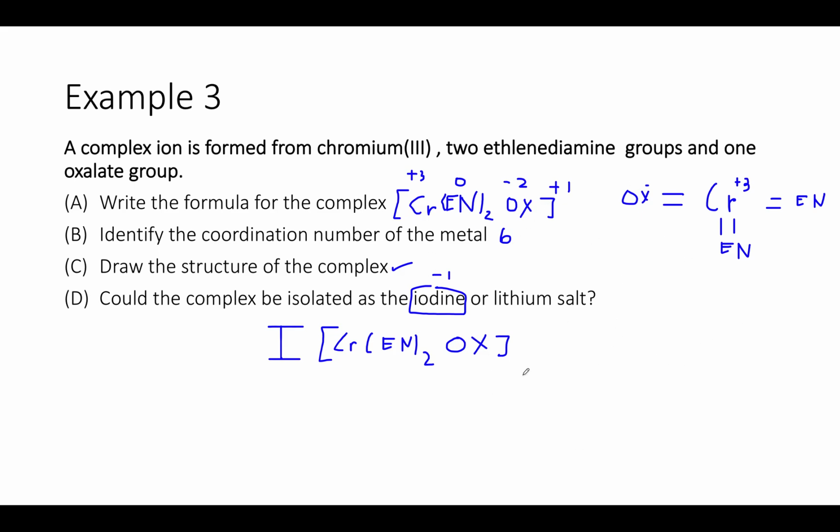So this is probably one of the harder examples because you got to remember that these are bidentate ligands, the oxalate and the ethylene diamine. If you don't remember that, you're going to draw the structure wrong, you're going to write the formula wrong, and you're not going to get the coordination number right. So you have to remember that oxalate and ethylene diamine are bidentate ligands.